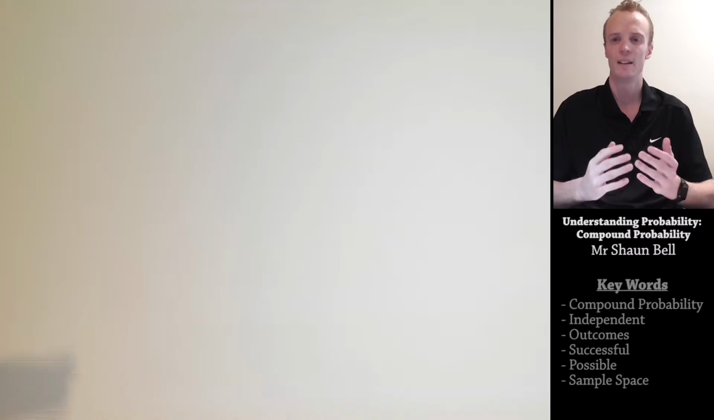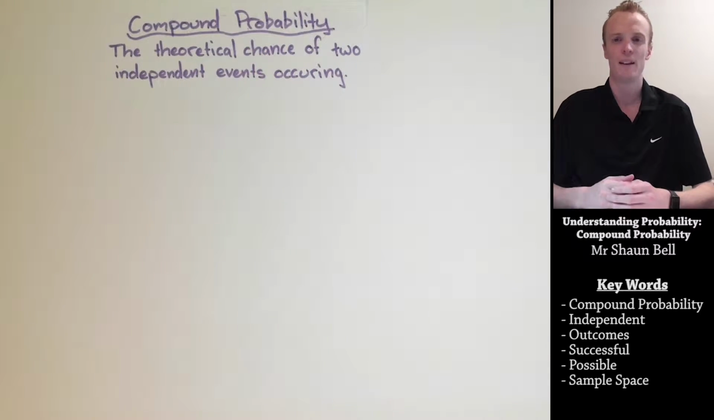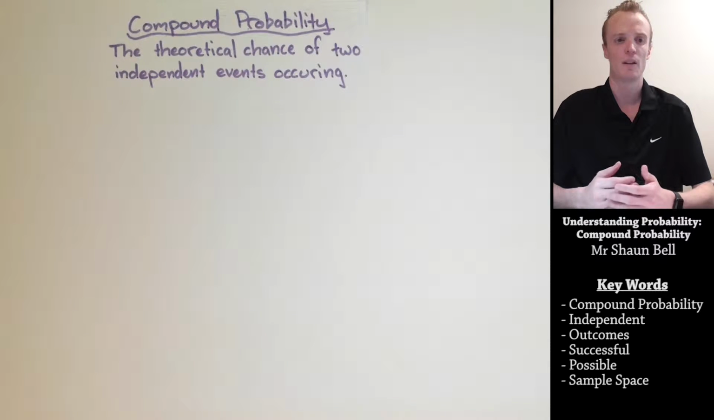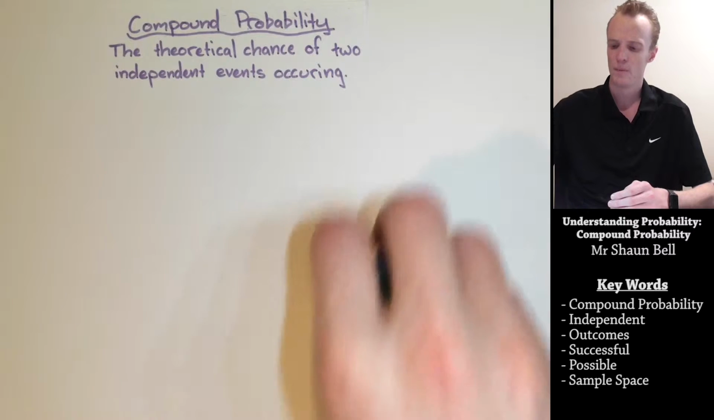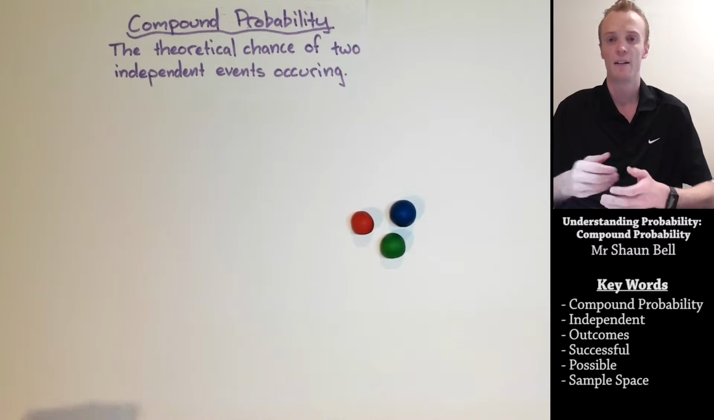Before we begin, let's define what compound probability is. Compound probability is the theoretical chance of two independent events occurring. The concept of independent events is very important here, which is to say that each event is not influenced by another. For example, here I have three different coloured balls. I've got a red, blue and green.